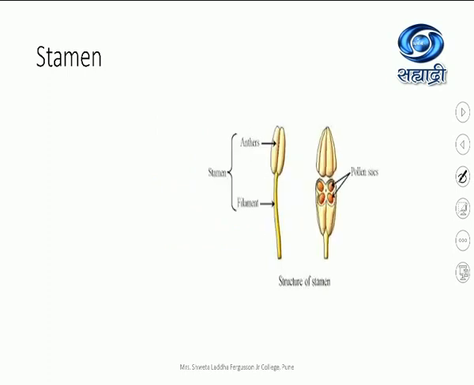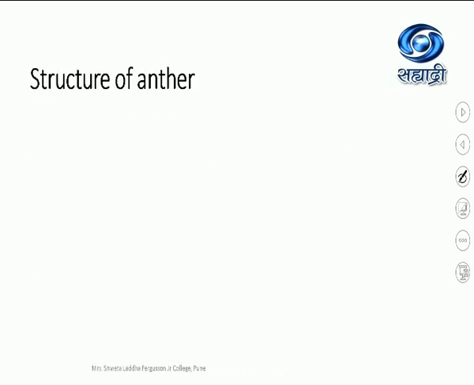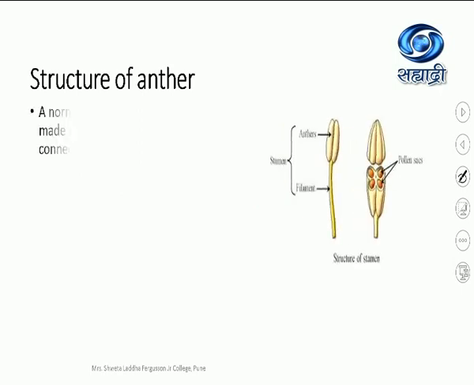Now let us begin with the structure of the anther. Before that, let us see what a stamen is. Every stamen, a member of the androecium, consists of the anther, connective, and filament. This portion is the connective and filament. So members of the androecium are stamens. Each stamen consists of a long stalk. What is the long stalk called? It is called the filament. The upper broad knob-like bilobed anther is connected by a connective. The number of stamens varies in different species. Let us see the structure of the anther.